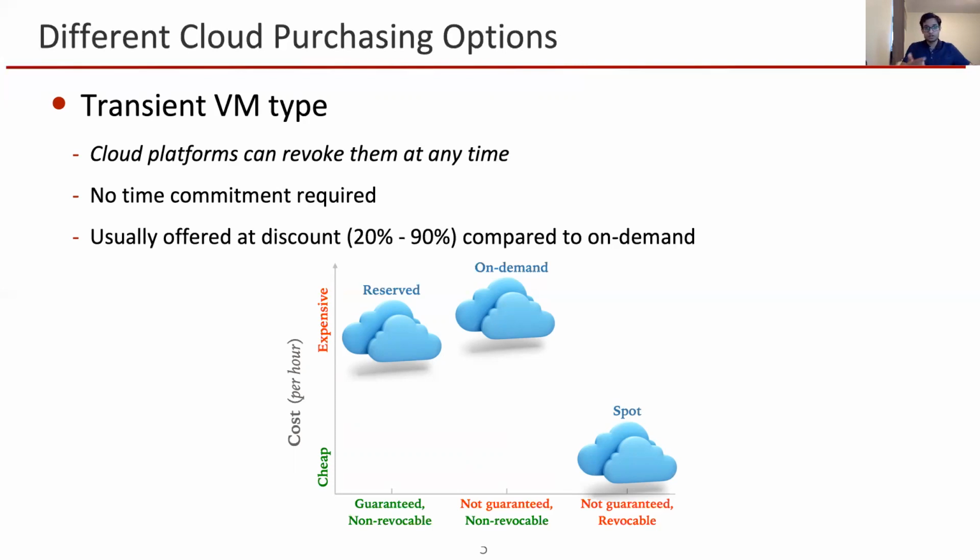Here the graph shows how these three different cloud purchasing options stack up across multiple dimensions. Here we show cost per hour, and on the x-axis we have two things. One is guaranteed versus non-guaranteed, which resembles priority, and then revocable and non-revocable corresponds to revocation frequency. As you can see here, spot VMs or transient VMs are cheapest, but they are lower priority, and they can be revoked at any time by cloud platforms, and vice versa. The other options are slightly more expensive as they are non-revocable, and priority changes as well.